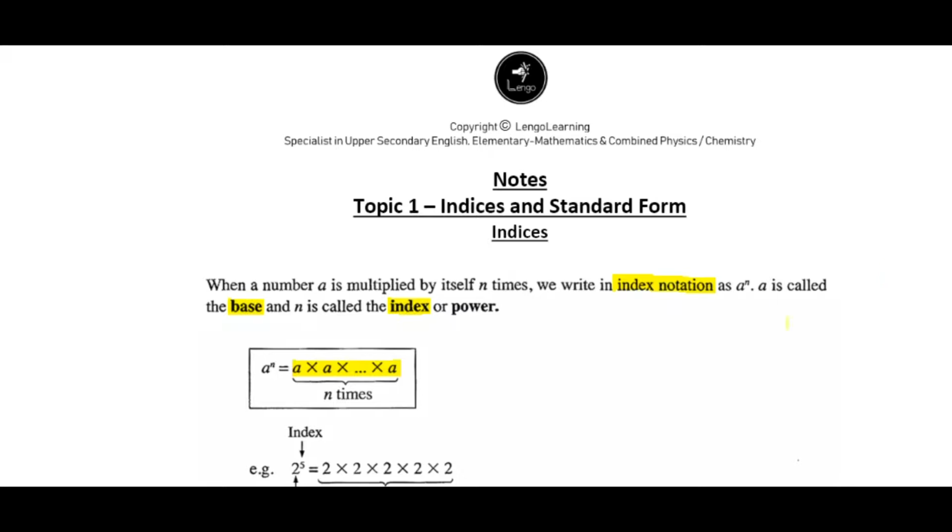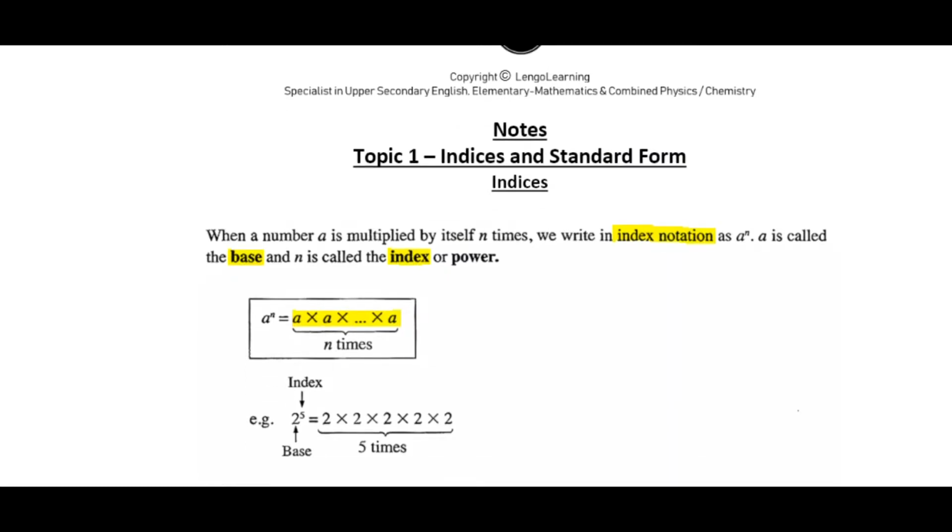So what are indices? Basically, indices just means the power of a number. If you look at the general form, if you have a number a and you multiply a by itself n times, so a times a times a, n times, you can express that as a to the power of n.